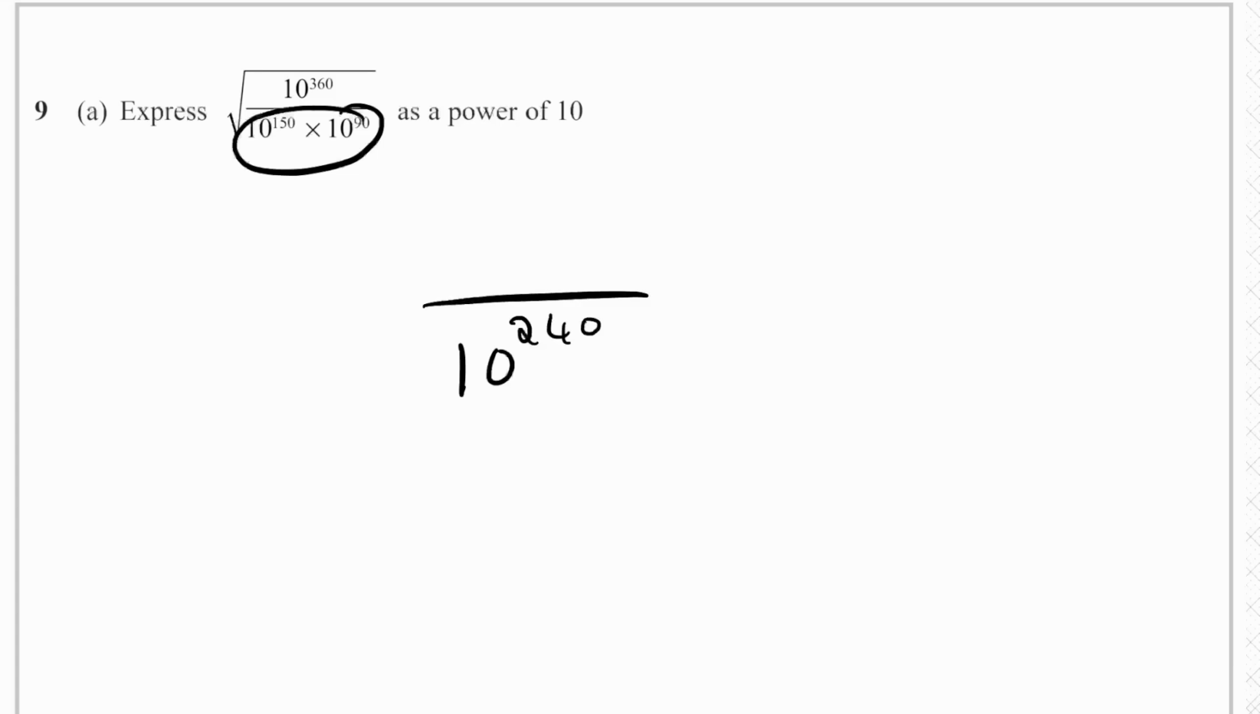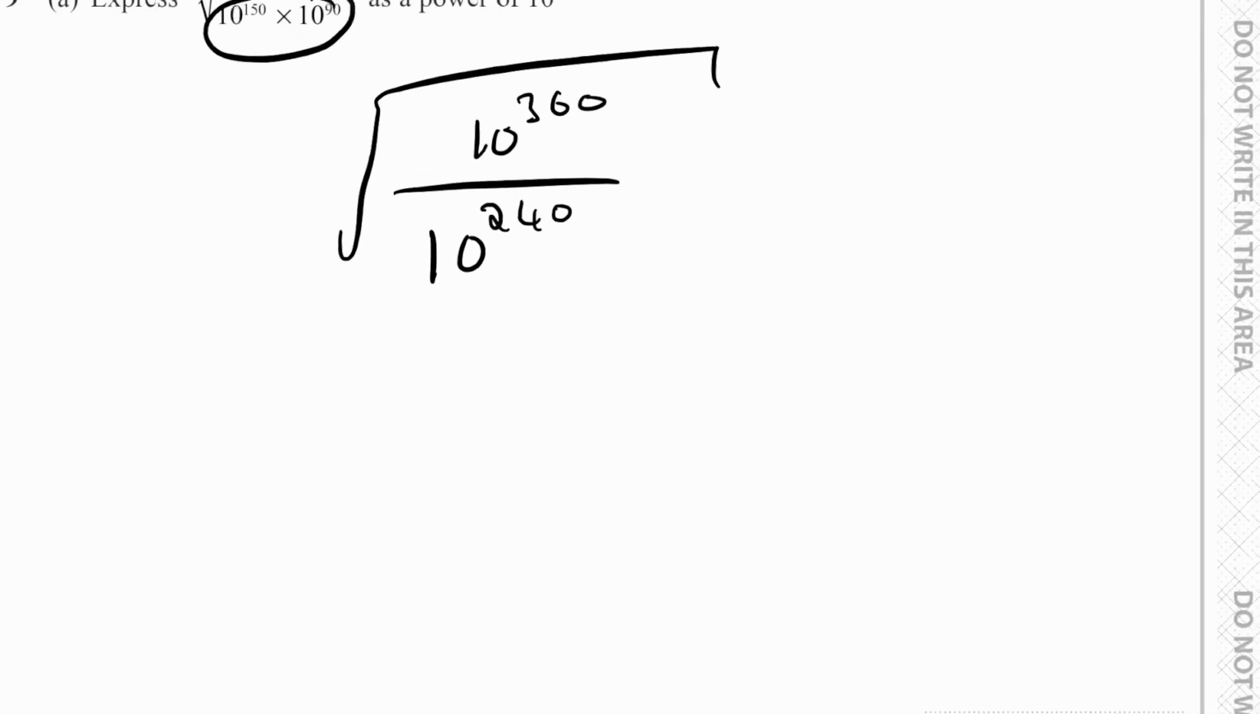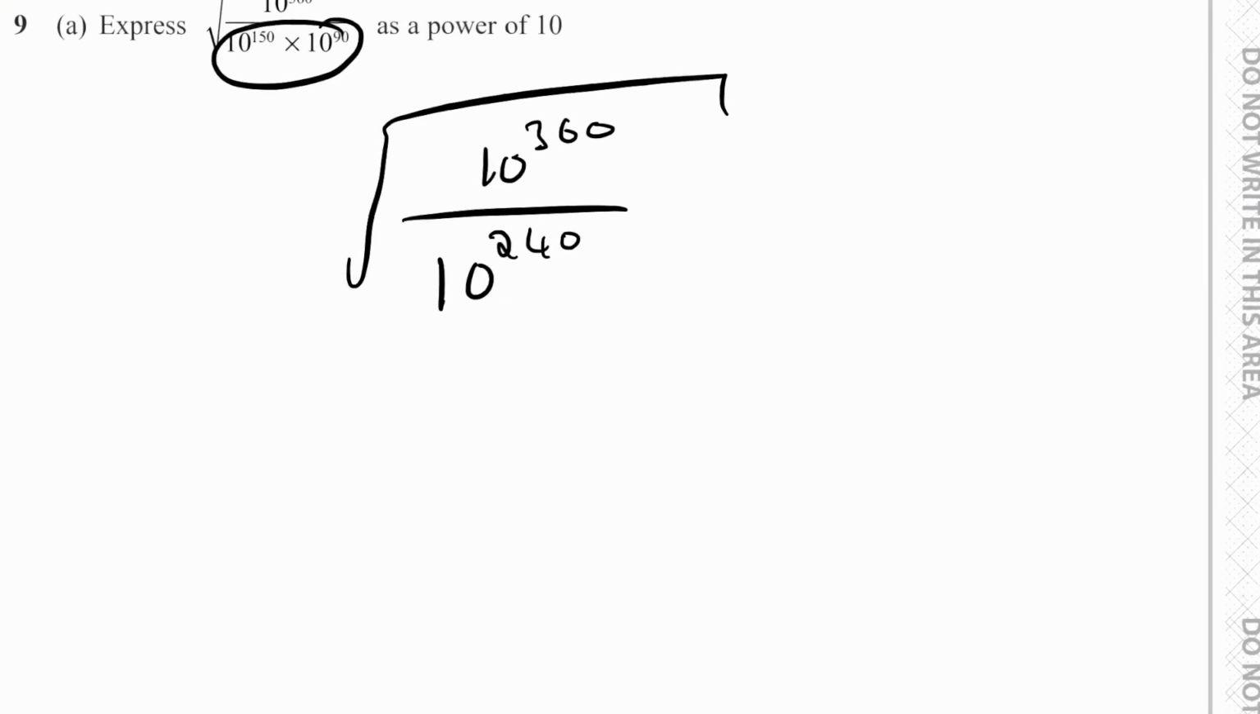Then we can rewrite the expression 10 to the 360 over 10 to the 240, all square rooted. And when you're dividing these powers with the same base, then basically you can take away the indices. So 10 to the 360 minus 240 is basically what you get. And so if you do that, you should get 10 to the 110. Sorry, 10 to the 120. And then let's add our square root back in.